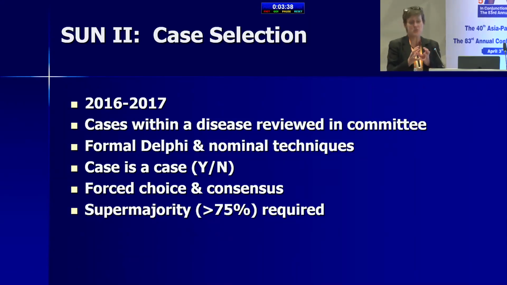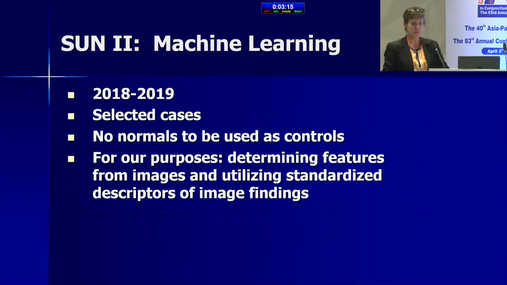If there was no supermajority, then that case was essentially thrown out of the database. So the database was comparing cases where the majority of uveitis specialists said this is in fact birdshot or this is in fact multifocal choroiditis. And then they were compared disease to disease, okay?